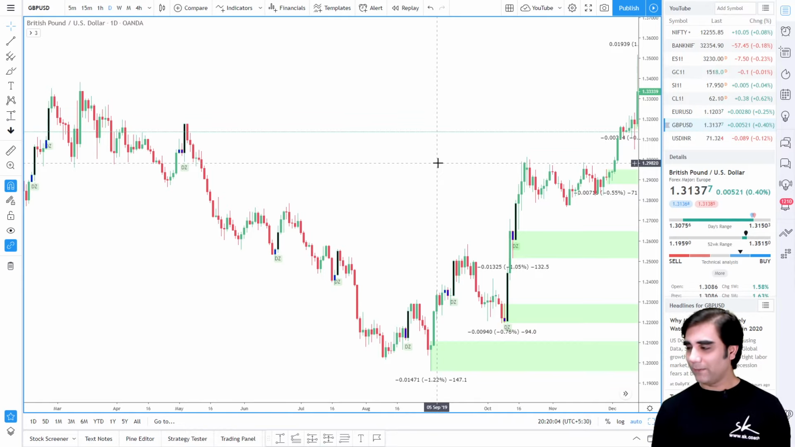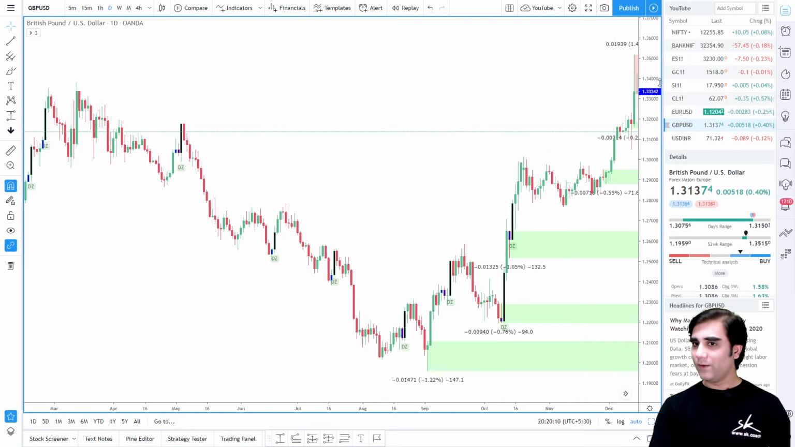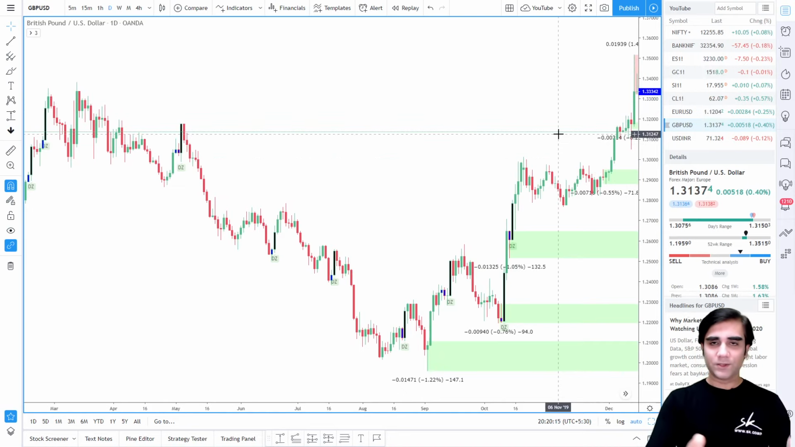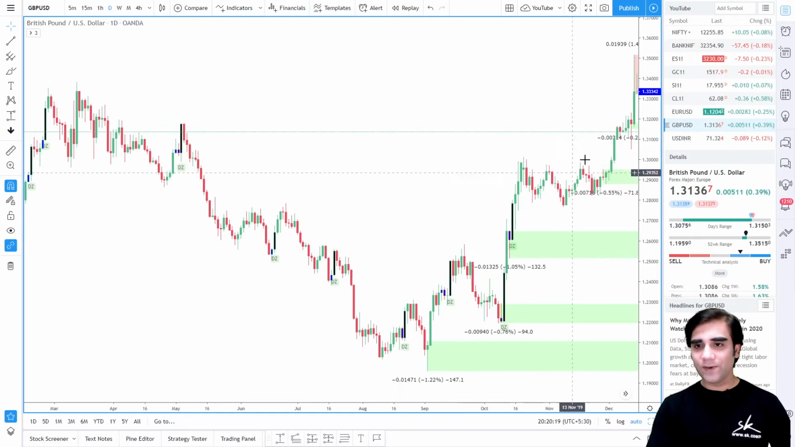All right, so some of you are saying markup, some of you are saying distribution. In distribution, it has to be in a range, but can you see as of now we are not in a range? We have just been moving up, so it cannot be distribution or accumulation, because in distribution and accumulation you need to be trading in a range, which is not happening as of now. So definitely it is a phase which is markup.